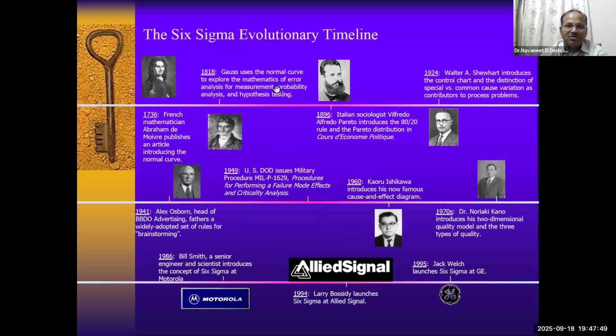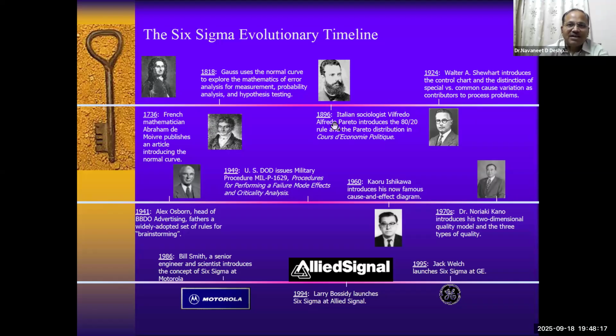So in 1818, Gauss uses a normal curve to explore the mathematics of error analysis for measurement, probability analysis, and hypothesis testing. Okay, so the same year India was annexed by the Britishers, 1818. Then we got 1924, Walter A. Shewhart introduces the control chart and the distinction between special and common causes of variation, 1924.